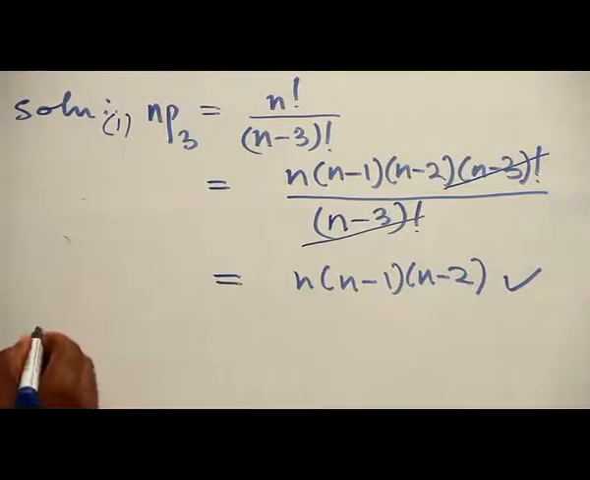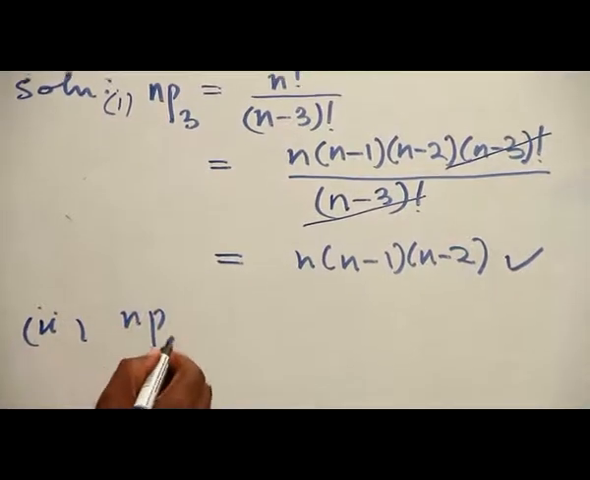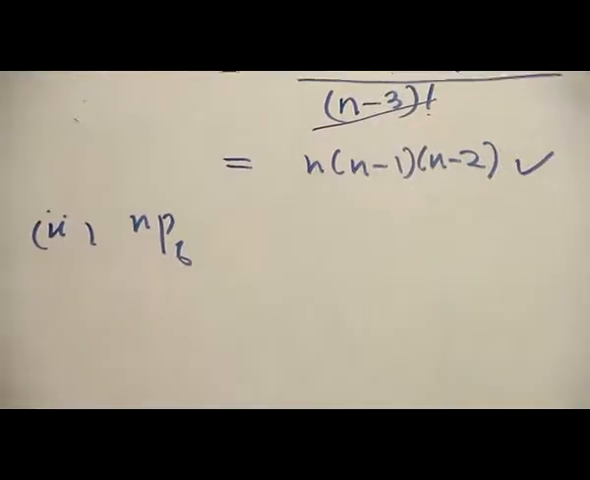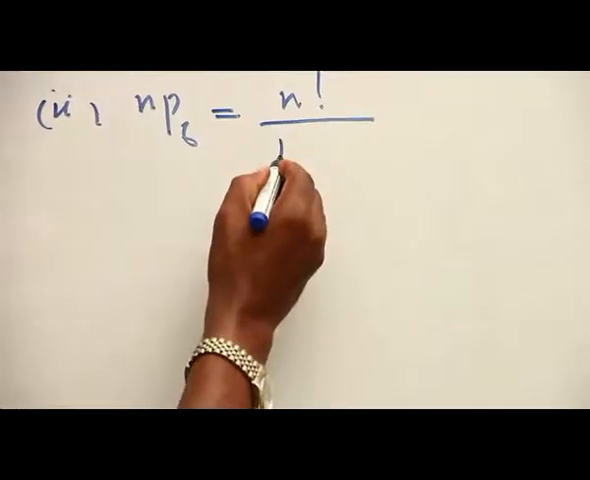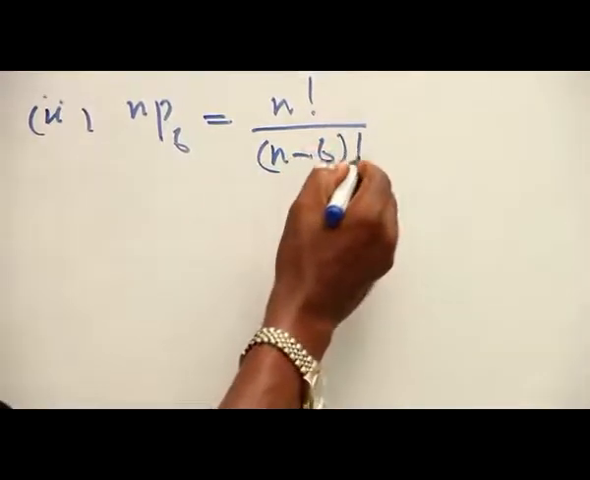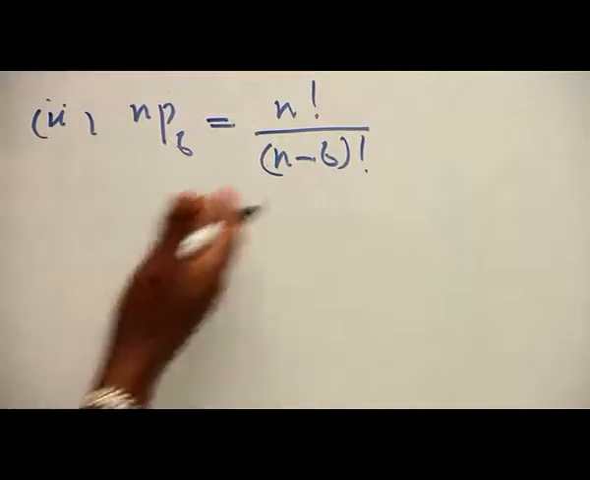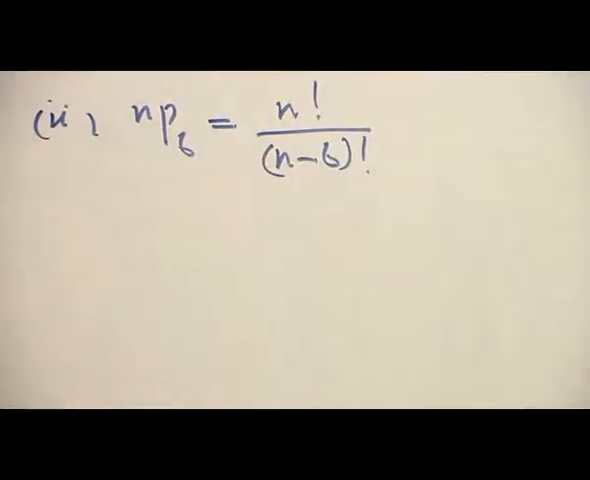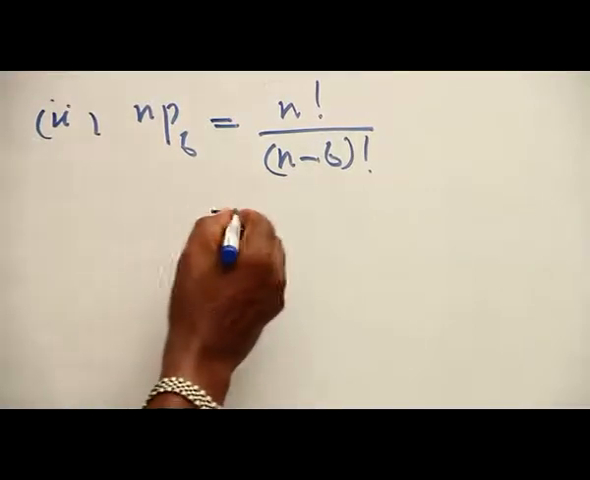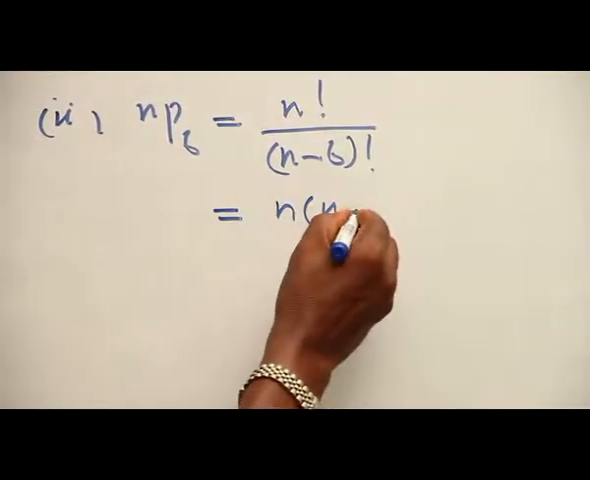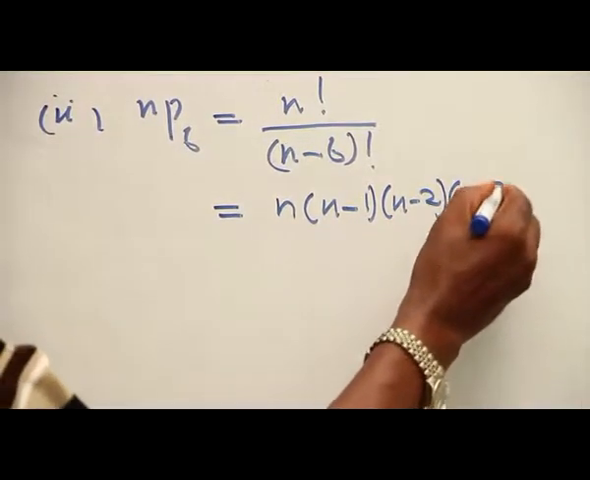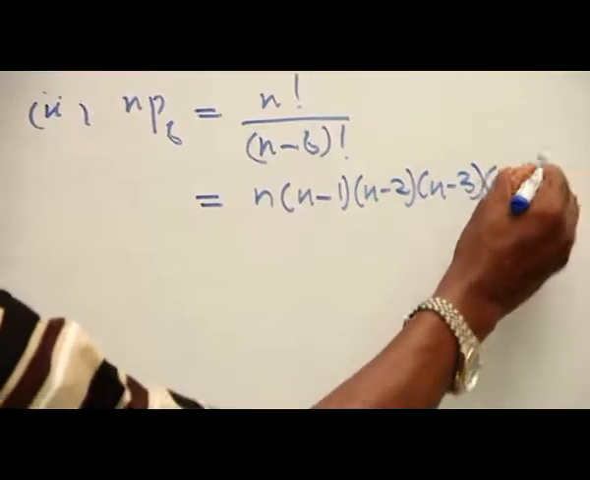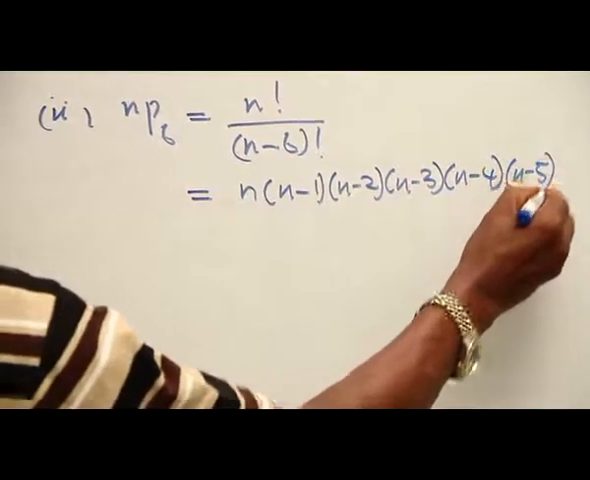The second one, you have n permutation 6, which is now equal to n factorial over n minus 6 factorial. Of course, you can now expand as we did above to get the final result of these permutations. This eventually will give you n into n minus 1, n minus 2, n minus 3, n minus 4, and then n minus 5.